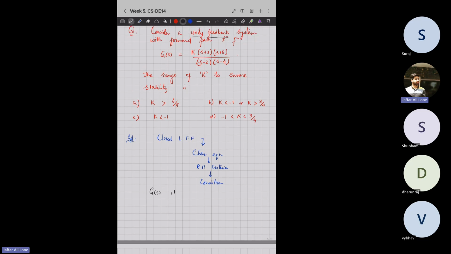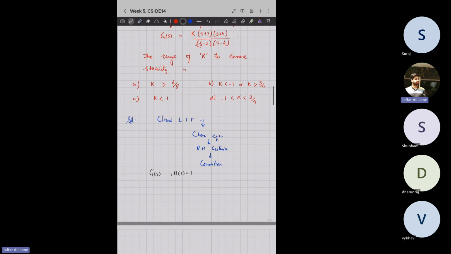It means my H(s) is 1. So what will be my transfer function? My transfer function will be G(s) divided by 1 plus G(s), because H(s) is 1. Okay. Now this 1 plus G(s), which is the denominator of my closed loop transfer function, is the characteristic equation.